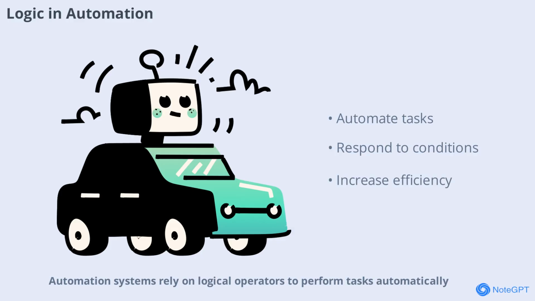Automation systems rely on logical operators to perform tasks automatically. For example, a smart home might turn on lights if it's dark or someone enters the room. Logical operators make automation smarter and more responsive to different conditions.